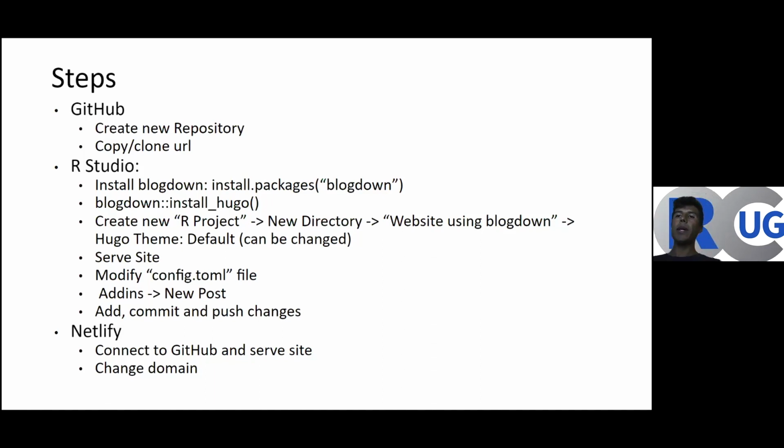This is what is going to help us create the website. We're going to create an R project. Then we're going to serve the site. We're going to modify a few things. We're going to create a new post. We're going to use Git to add, commit, and push changes, and then we're going to go to Netlify, so we can serve the site. Now we might move around a little bit. We're not completely married to this workflow, but ideally this is what we would do.